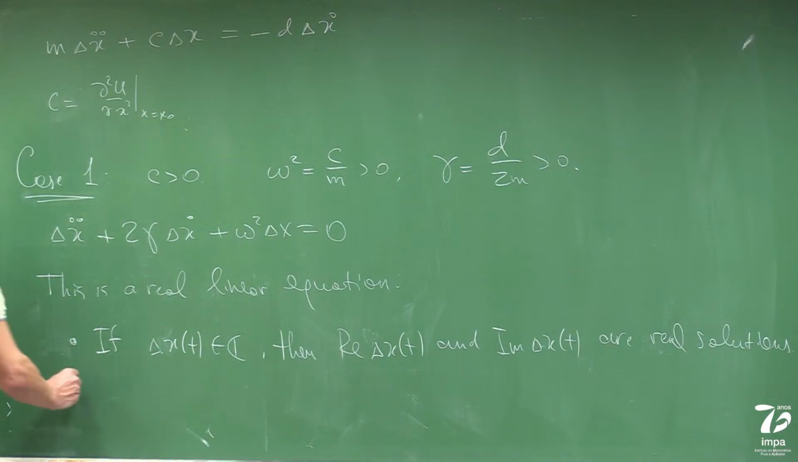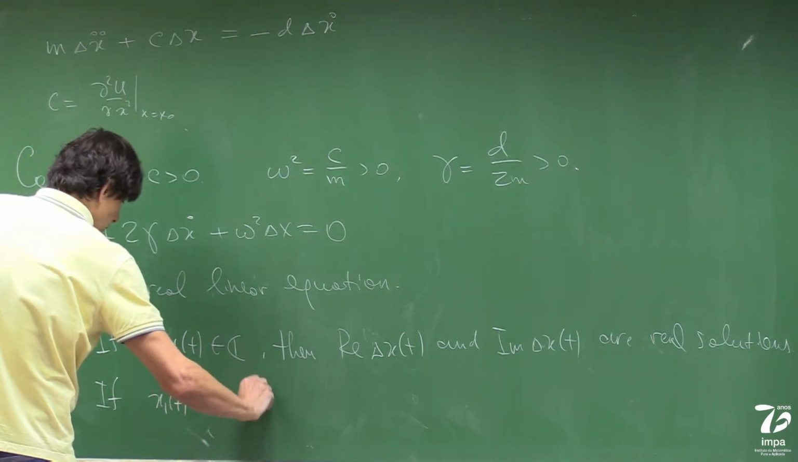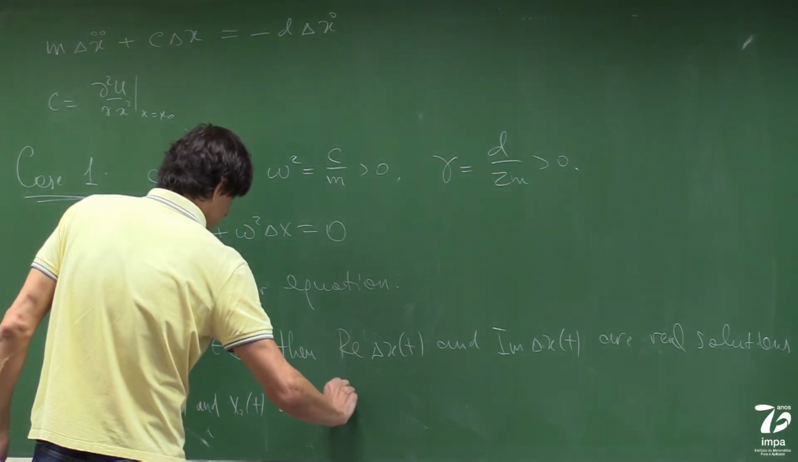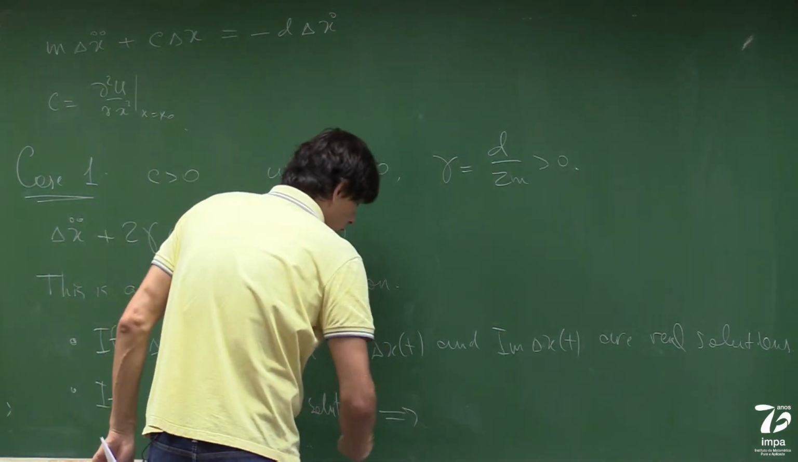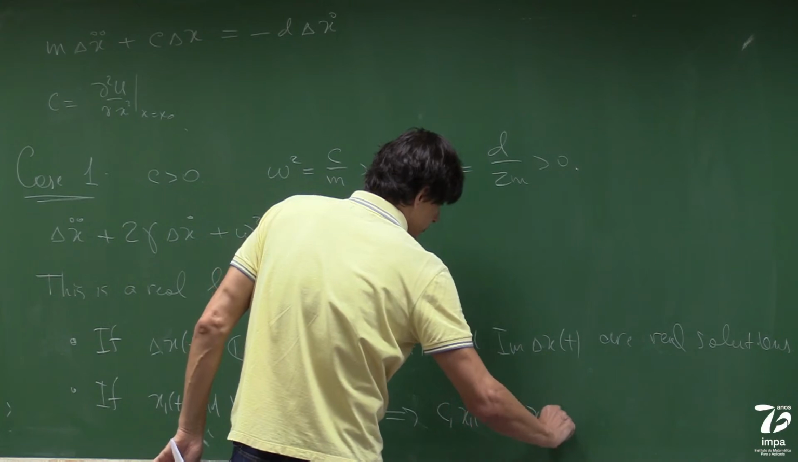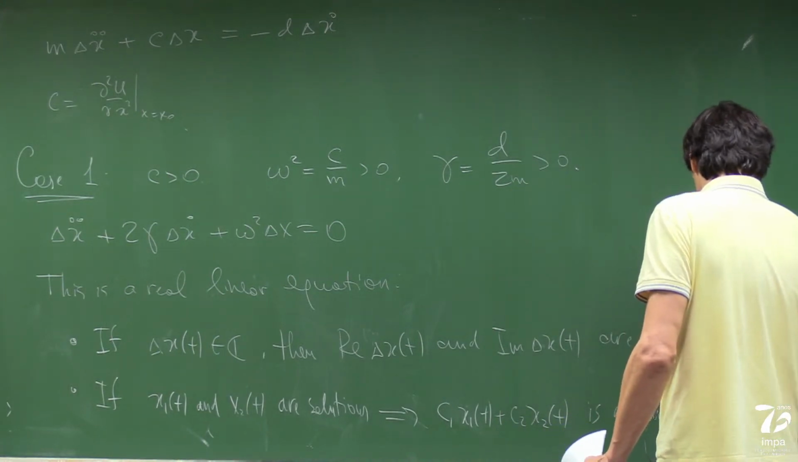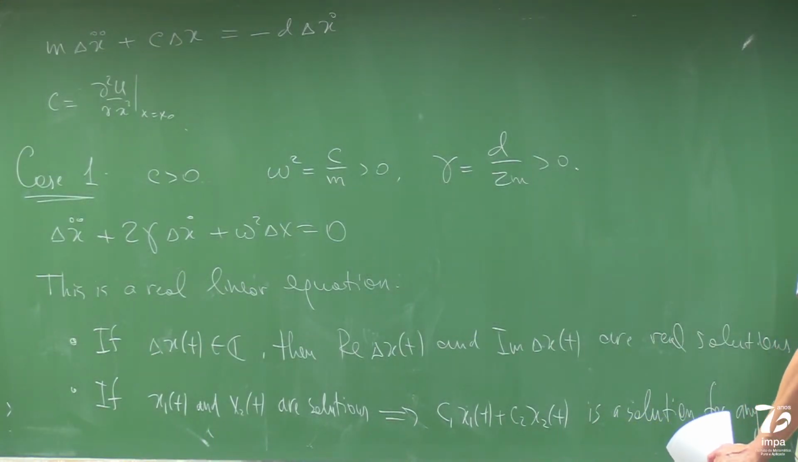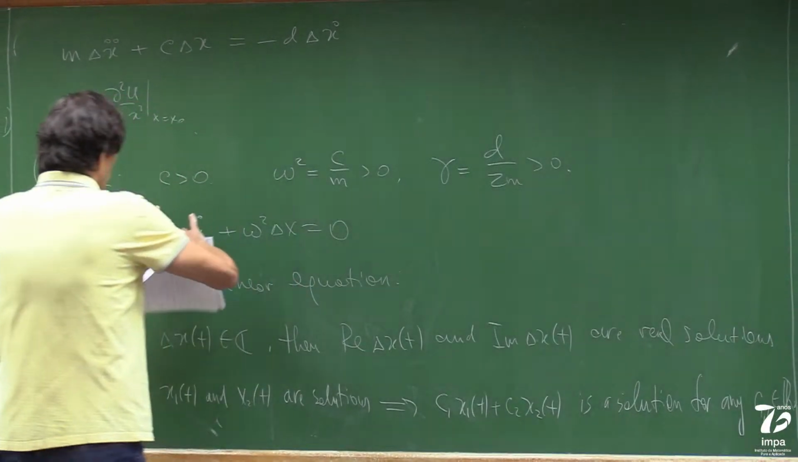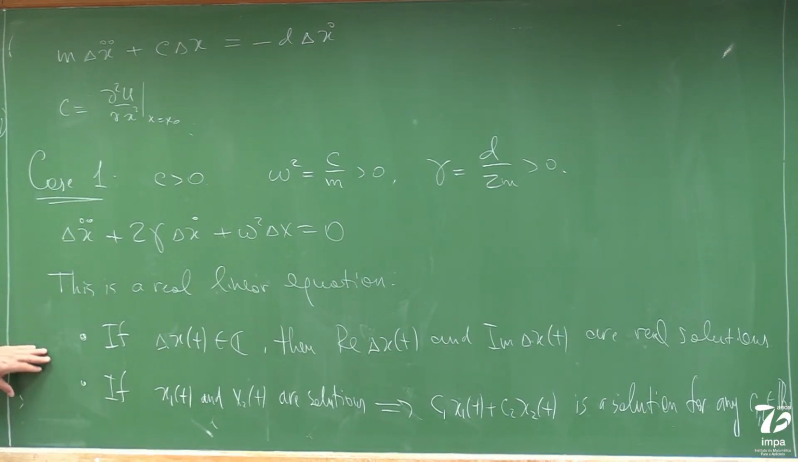And the second property is that if we have two solutions, then any linear combination is also a solution, for any coefficients C1, C2. Yeah? So a linear combination is also a solution, because if you take the combination, the equation becomes a sum of the two, each of them satisfied, and this gives you a solution. So these are two properties that are always satisfied by any linear equation with real coefficients.